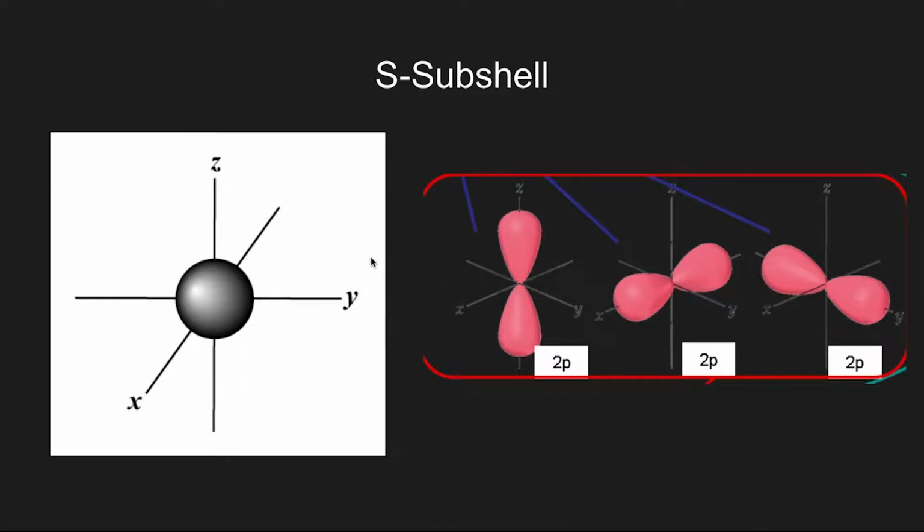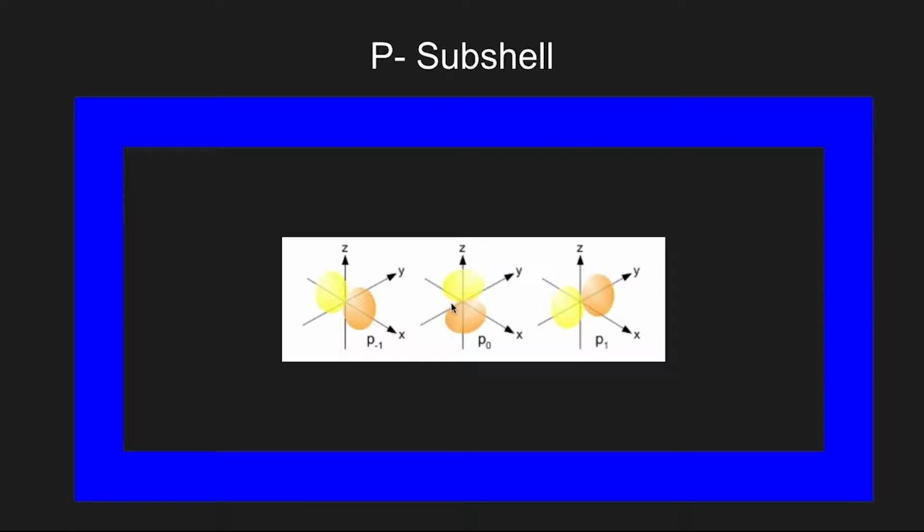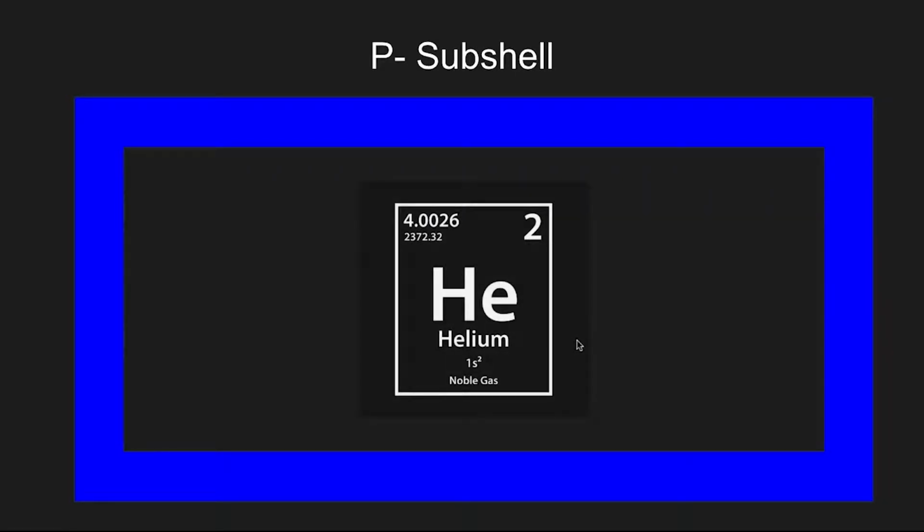Now, every orbital can have 2 electrons, as you can see in this diagram. And since the S subshell only has one orbital, the S subshell in total can have only 2 electrons. That's the maximum number it can hold. Now, the P subshells have 3 orbitals, and you can see the hourglass or infinity shape here. Since it has 3 orbitals, the P subshell can have a total of 6 electrons. And every element after helium has a P subshell.